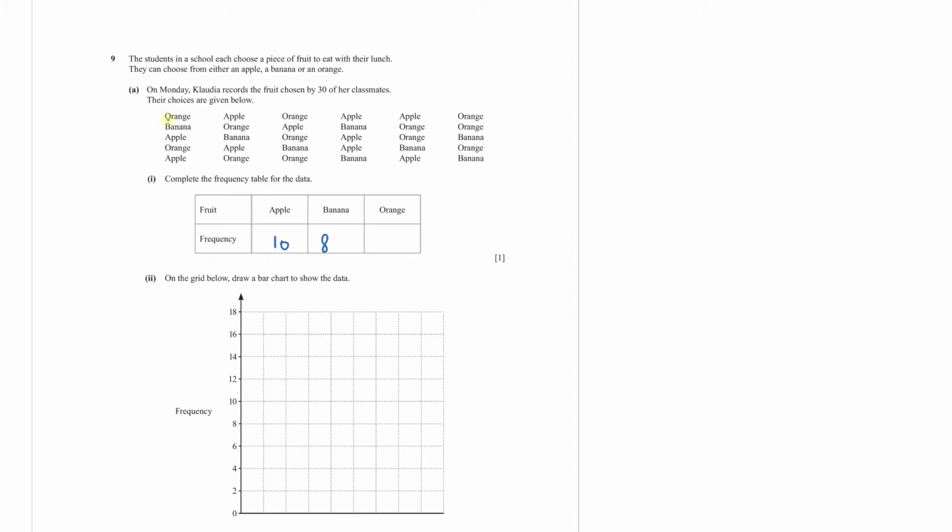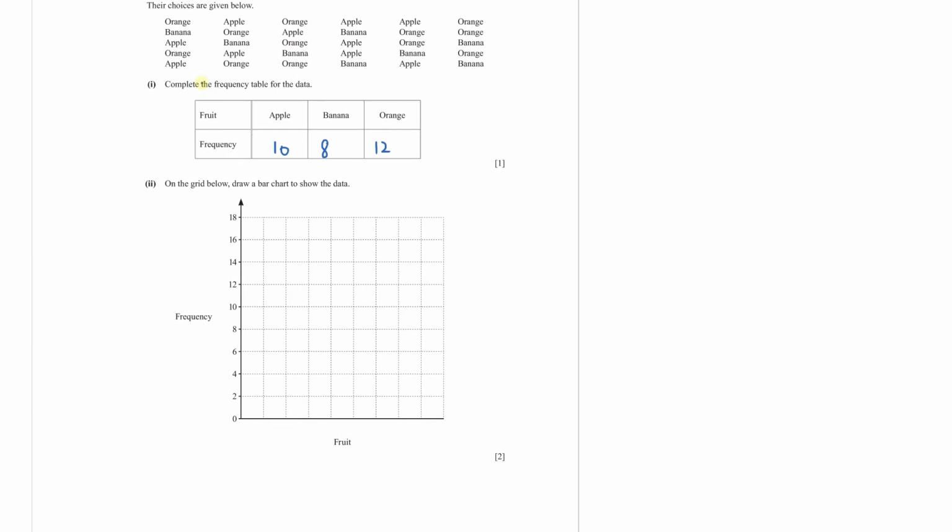So let's count them again. 1, 2, 3, 4, 5, 6, 7, 8, 9, 10, 11, 12. So this is 12. And you can verify by adding these three, you should get 30. So 10 plus 8 plus 12 is 30, which were the total numbers of students for which this data is given. The next part is, on the grid below, draw a bar chart to show the data.